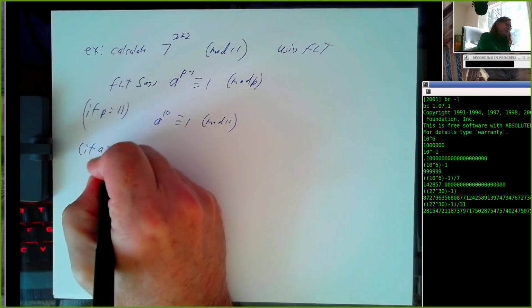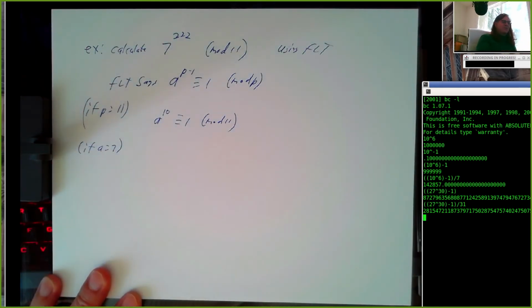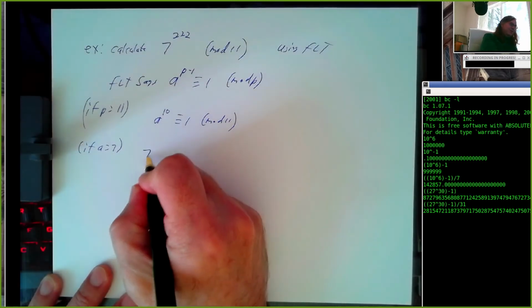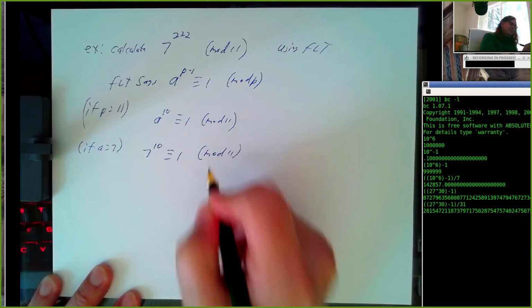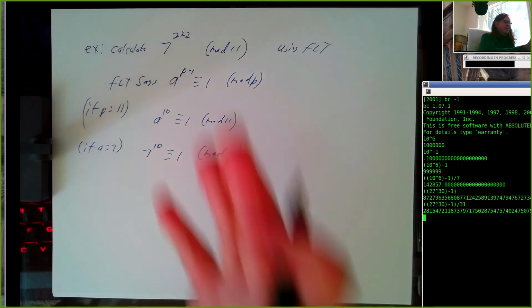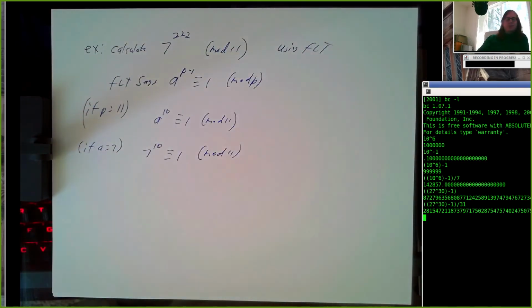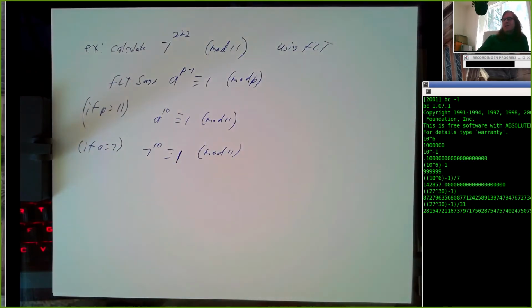So let's set a equal to 7, and without doing any work other than writing down what the theorem tells us, we have this really cool fact already, which is 7 to the 10th is congruent to 1 modulo 11. Alright, well we're trying to get to 7 to the 222, and we're only at 7 to the 10th. That may not seem like a lot of progress, but 1 is a really cool number. Because I can take 1, I can square it, I can cube it, I can raise it to the 22nd power, and it's always just 1.